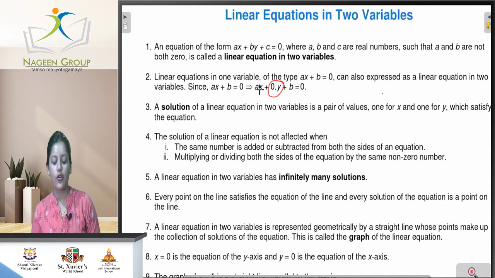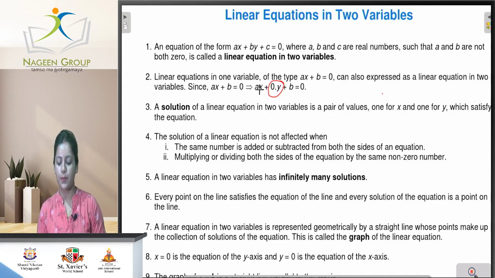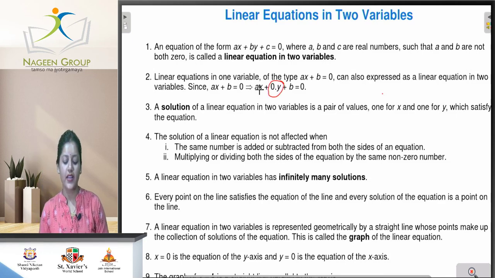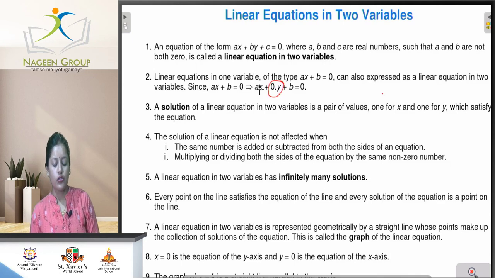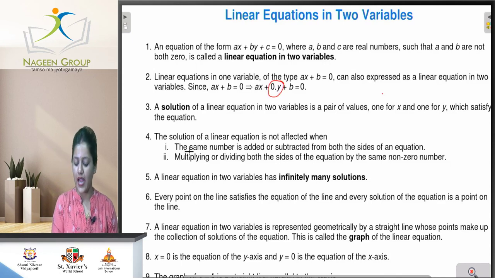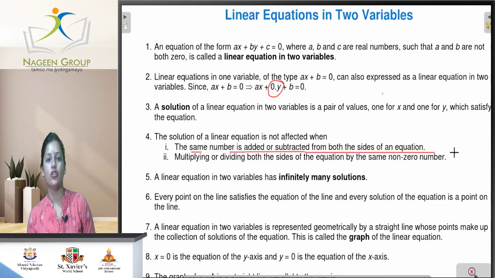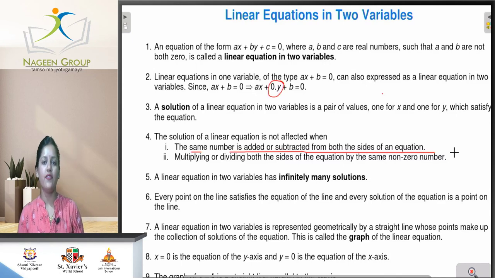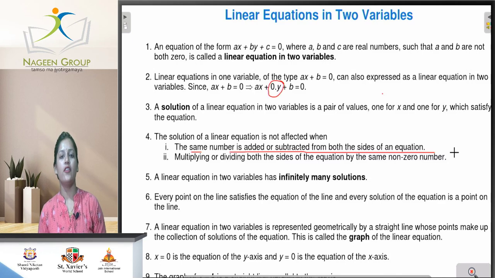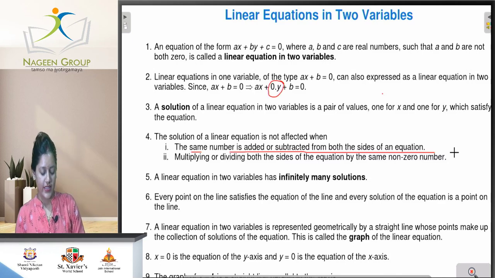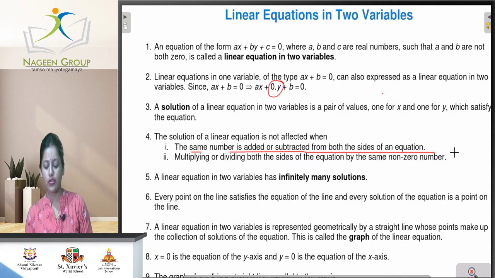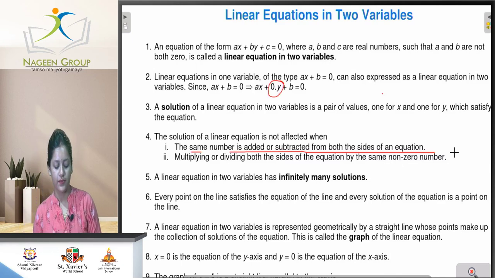Third, a solution of a linear equation in two variables is a pair of values, one for x and one for y, which satisfy the equation. The solution of a linear equation is not affected when the same number is added or subtracted from both sides of the equation. Means a solution is not affected when we add or subtract equally on both sides. Next, multiplying or dividing both sides of the equation by the same non-zero number.